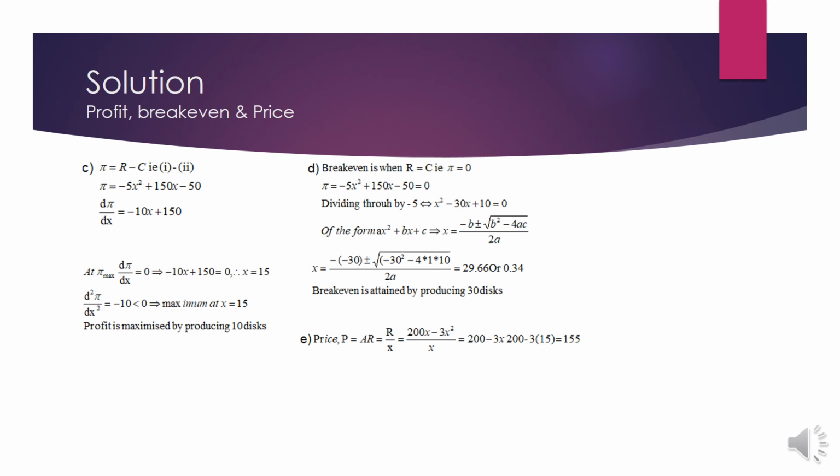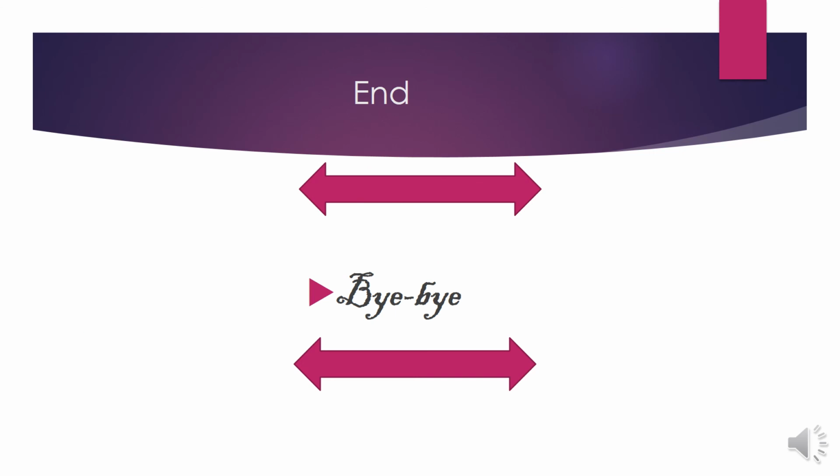Price P equals average revenue, i.e. total revenue divided by x, number of units produced, which is 200x minus 3x squared divided by x, and this is 200 minus 3x, which will be 200 minus 3 times 15. So the answer is 155. And bye-bye.